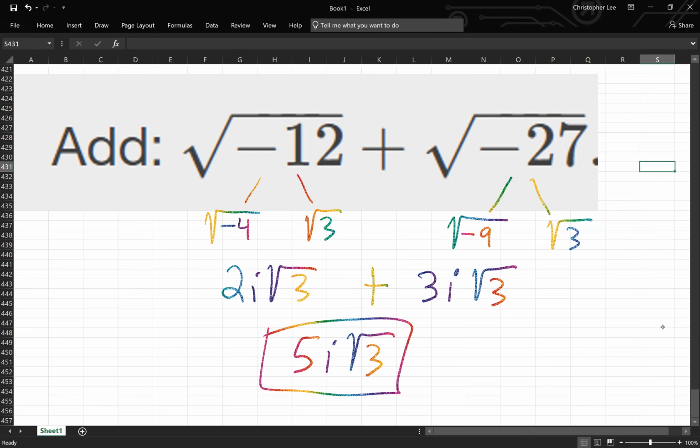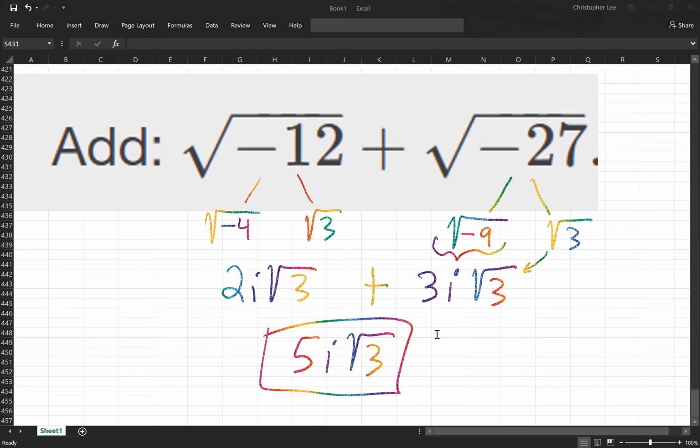Oh, the 3i? I'm just breaking that down. It's the square root of negative 9, so the negative is i, and then the square root of 9 is just 3. Oh no, this one just carries down. I can't break that down because 3 is not a perfect square, so I just leave it. That's it. Not bad, right? That's all adding and subtracting is.